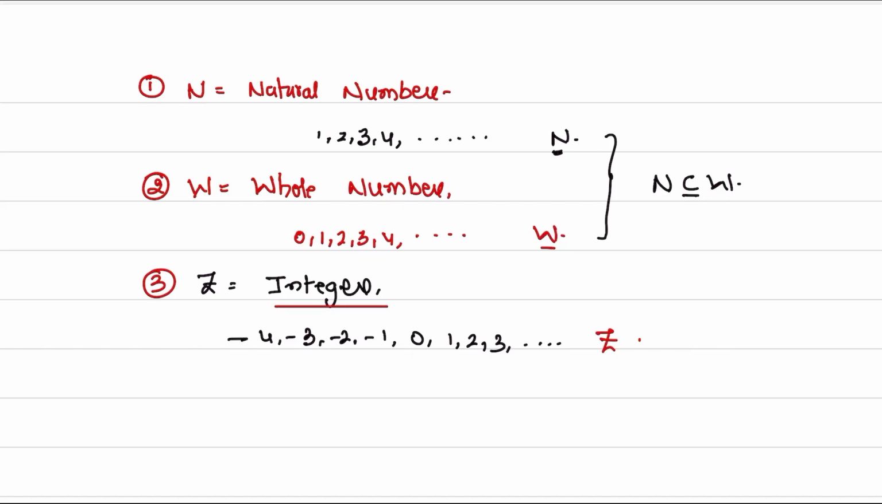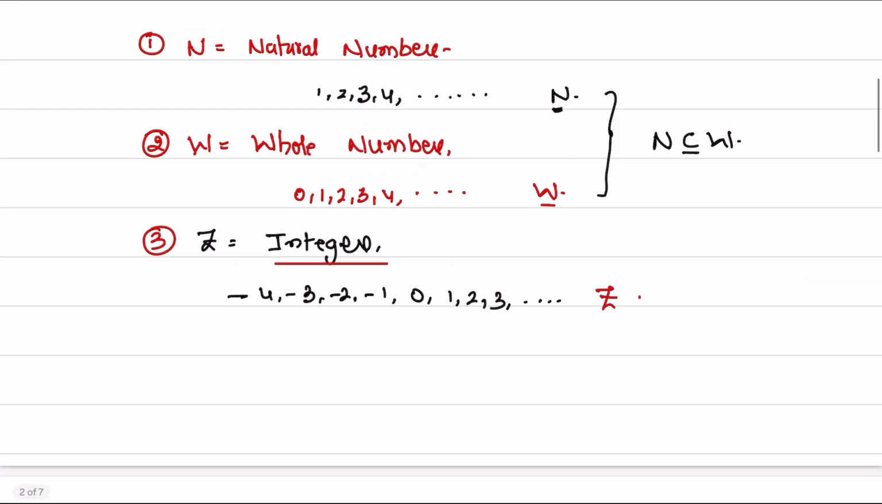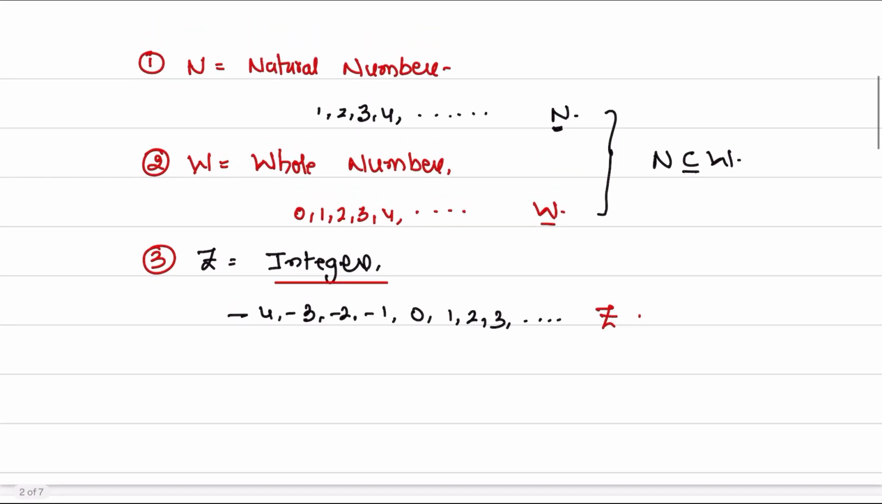In number theory we have seen statements like n is an integer, p is a prime number; all these things come under Z. Positive integer means above 0, negative integer means below 0. Z plus is positive integer, Z minus is negative integer.